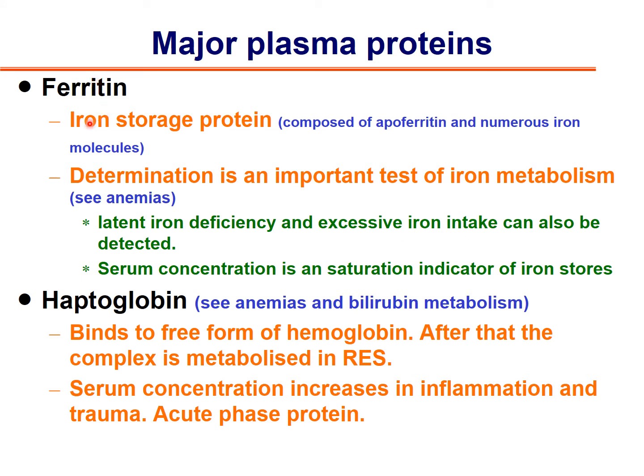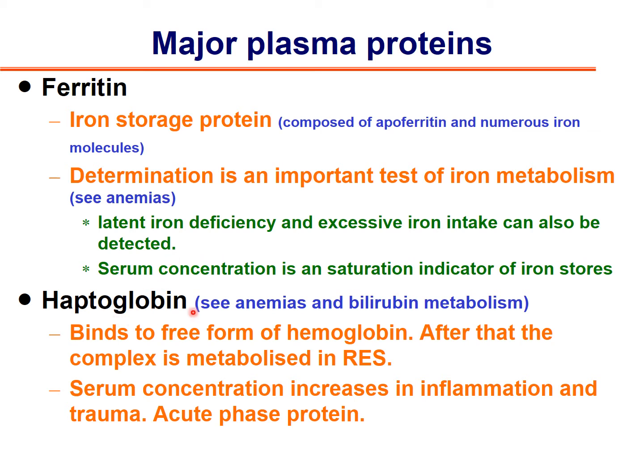Ferritin is how iron is stored in our body. It is composed of apoferritin and numerous iron molecules. Its determination is an important test of iron metabolism, see anemia. This is stored iron. Latent iron deficiency and excessive iron intake can also be detected. Serum concentration is a saturation indicator of the iron stores. If it's decreased, first the stores are depleted.